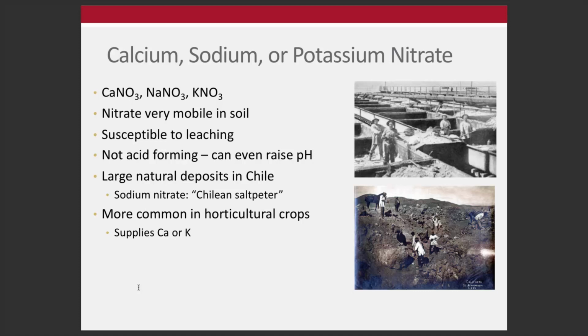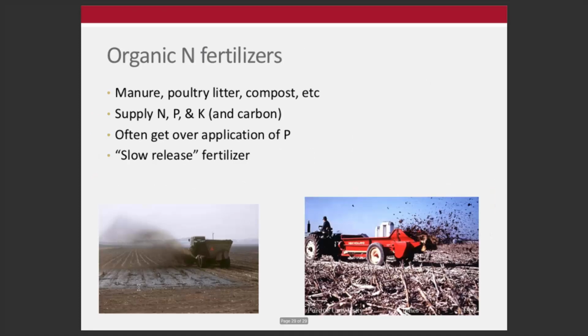Might be more common in, like, say, horticultural or specialty crop scenarios where there's some fertigation that occurs, where the crop might use calcium or potassium in higher quantities, and so it might have that added effect. But in field crops, you're not going to see a lot of this being used. And then, of course, there's lots of nitrogen fertilizers that come in organic forms: manures, poultry, compost, etc., etc.